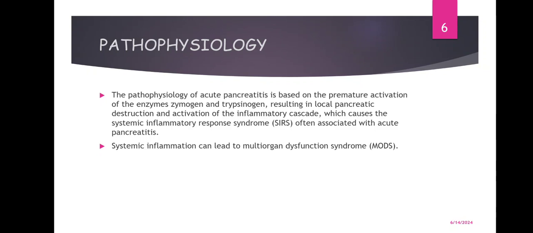Pathophysiology. The pathophysiology of acute pancreatitis is based on the premature activation of the enzymes zymogen and trypsinogen. So this results in local pancreatic destruction and activation of the inflammatory cascade. This inflammatory cascade is the one that causes the systemic inflammatory response syndrome that is often associated with acute pancreatitis. Then this systemic inflammation can lead to multi-organ dysfunction syndrome.